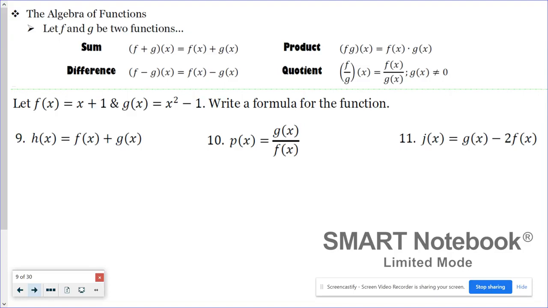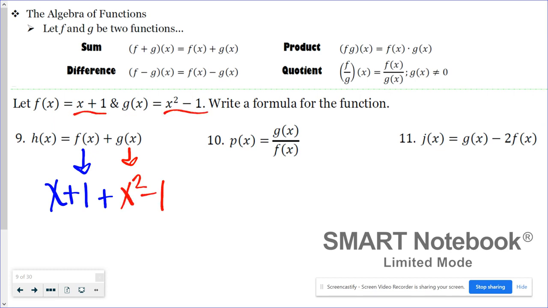Number 9, we want to create a new function. That new function we're going to call h of x. Now, h of x is the combination of f of x plus g of x. So I know that f of x is equal to x plus 1, and I know that g of x is equal to x squared minus 1. So that's the first step, to basically substitute in the actual rule for the function notation.